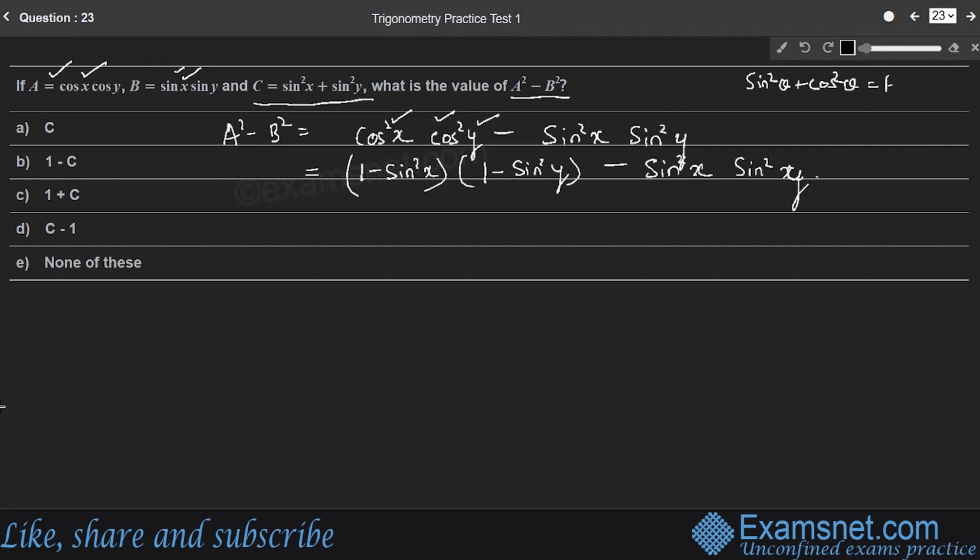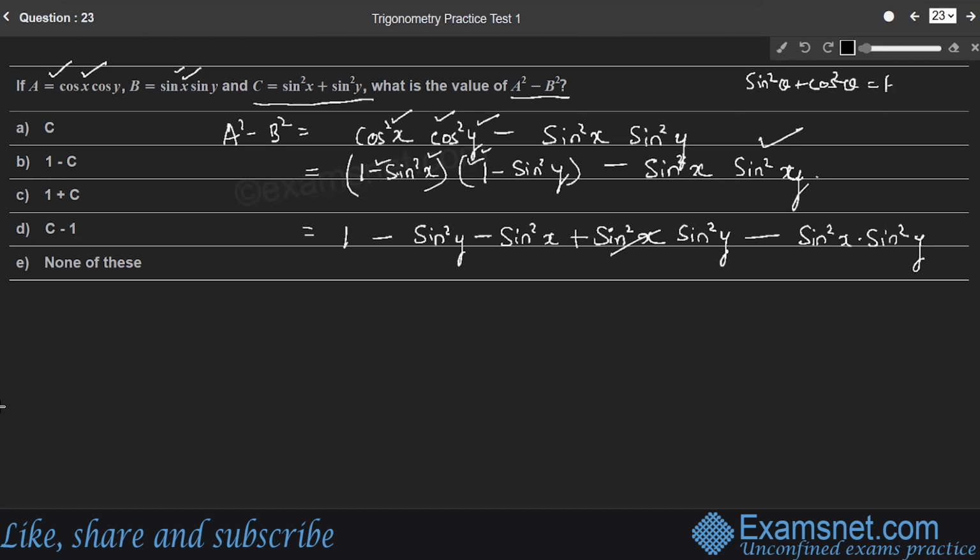Sin square y. So let us expand the first two terms. 1 into 1, 1. Minus 1 into sin square y, so minus sin square y. Then sin square x into 1, so minus sin square x. So minus of minus plus sin square x into sin square y. Then minus the second term, minus sin square x into sin square y.